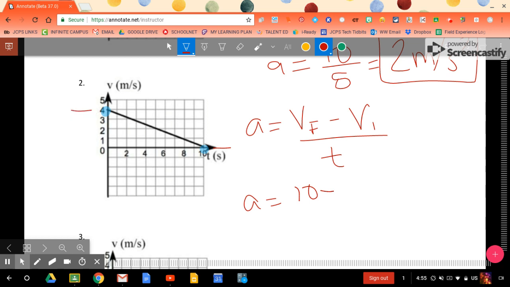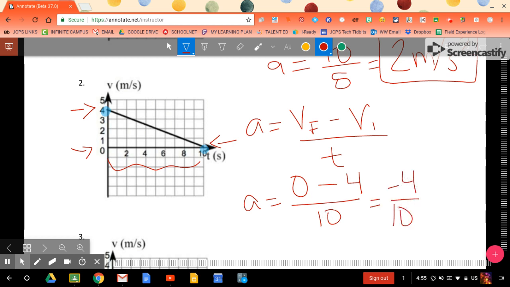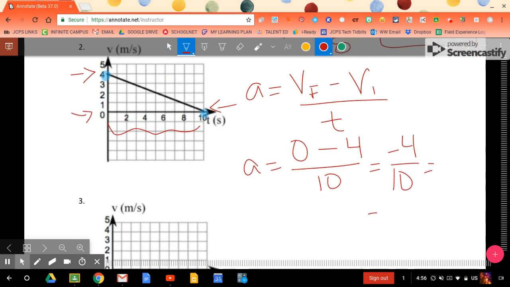My initial velocity, oh, I am so sorry I said that wrong. Okay, give me 1 second, guys. Okay, so your final velocity is where this far point is over here, which is on the 0. So it's 0 minus, and then this is your start velocity, which is 4. So 0 minus 4, and then this happened over 10 seconds. So you're going to get negative 4 divided by 10, which equals negative 0.4 meters per second squared.